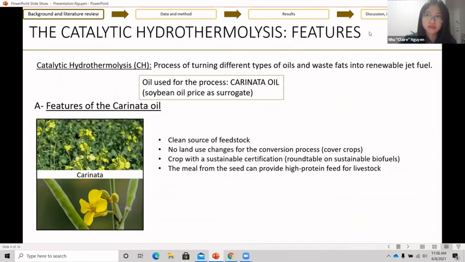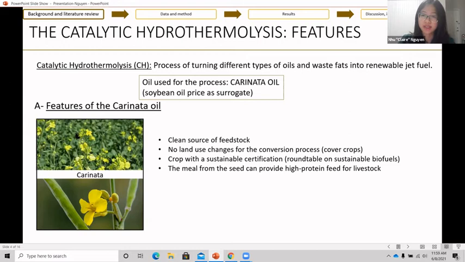I will first introduce some of the features of the CH process and the feedstock that we chose for our study. The CH process is the process of turning different types of oils and waste fats into renewable jet fuel, such as canola oil, jatropha oil, soybean oil, or brown grease. And the feedstock that we use for our study is the Carinata oil.